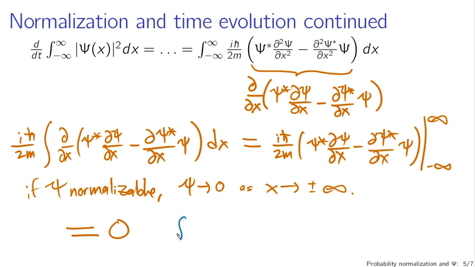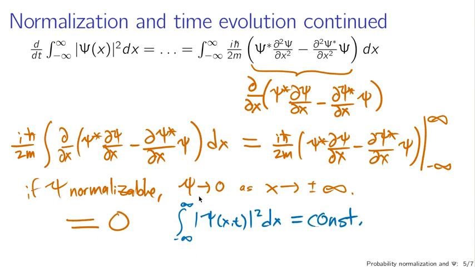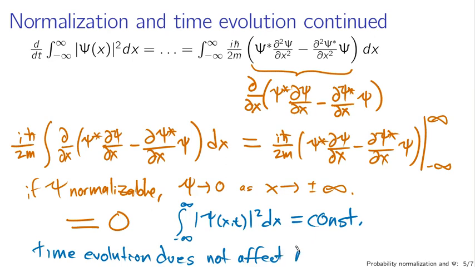What that means is that the integral from negative infinity to infinity of the squared absolute magnitude of psi as a function of both x and time is equal to a constant. Put another way, time evolution does not affect normalization. What that means is that I can take my candidate wave function, not normalized, integrate it, find out what I would have to multiply or divide it by to make it normalized, and if I'm successful, I have my normalized wave function. I don't need to worry about how the system evolves in time. The Schrodinger equation does not affect the normalization.